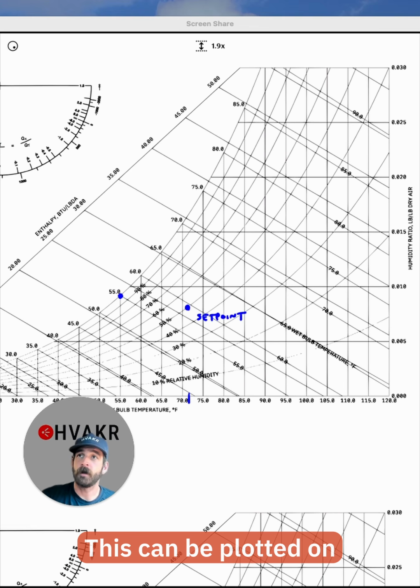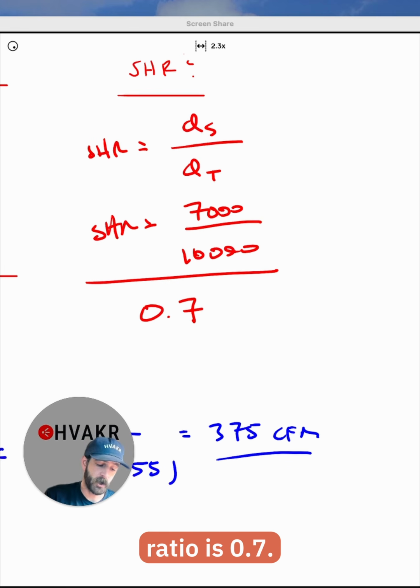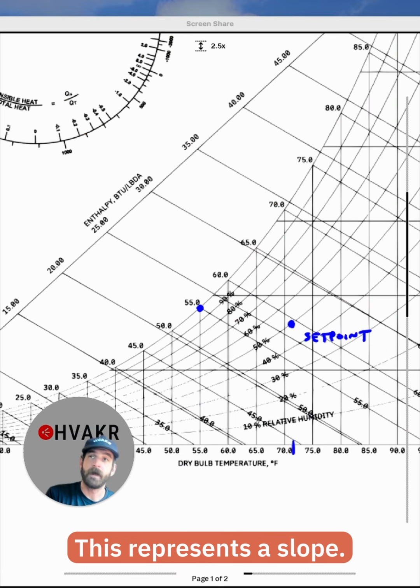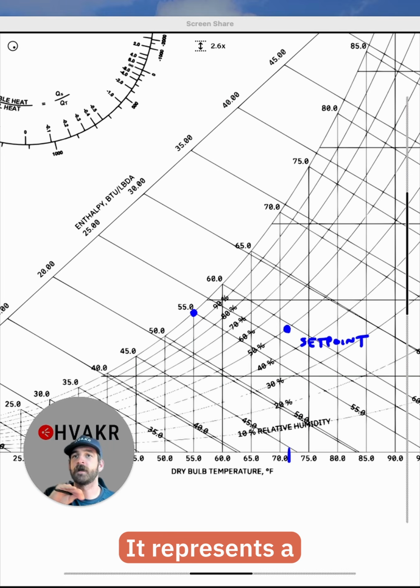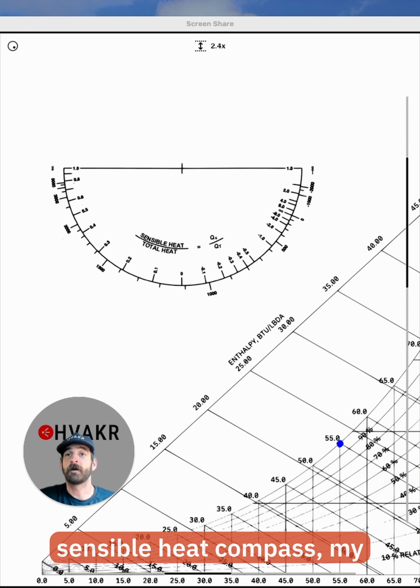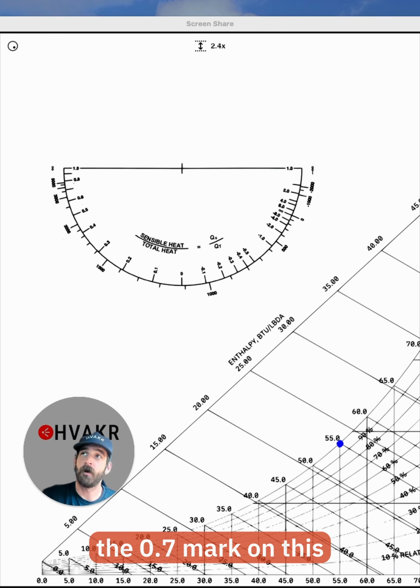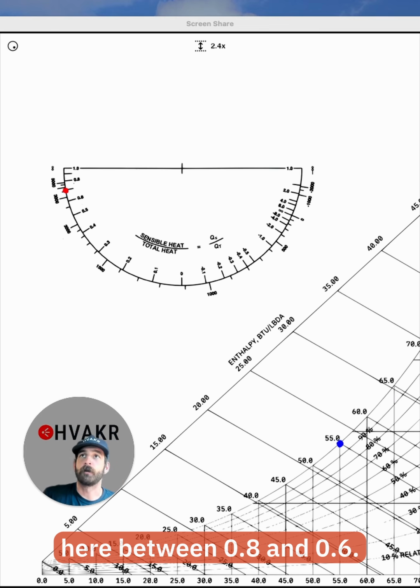This can be plotted on the psych chart. Now remember, we put a pin in it. Our space sensible heat ratio is 0.7. This represents a slope. It represents a process. And to find this slope, we can look at a sensible heat compass. My psych chart has one. And we're going to find the 0.7 mark on this compass, which is right here between 0.8 and 0.6.